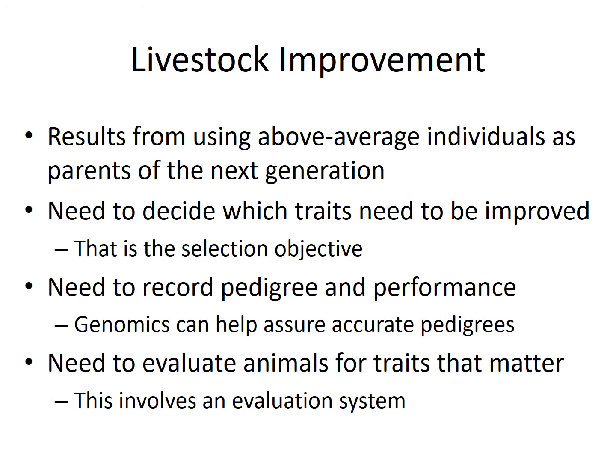We need to evaluate animals for the traits that matter, and this involves an evaluation system. So we need a database to store records, and we need a system to do the BLUP kinds of evaluations, to take all the pedigree records, all the performance records, and all the genomic information, and provide the EBVs of the bulls.